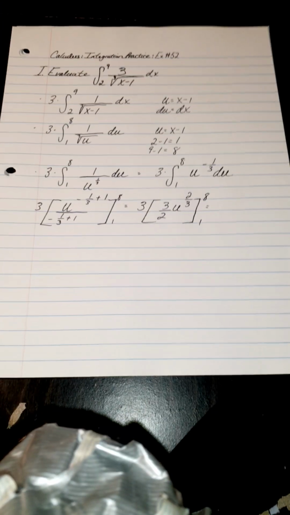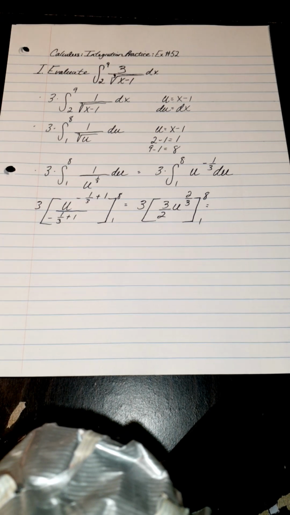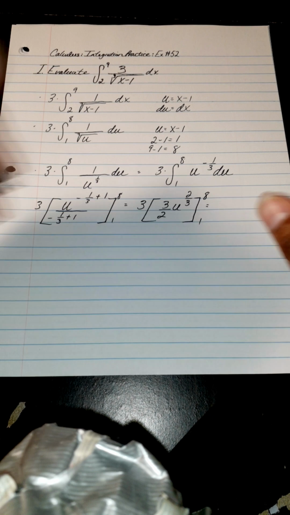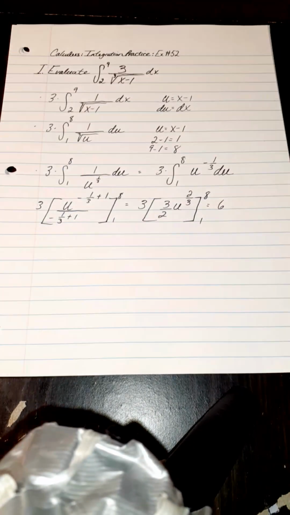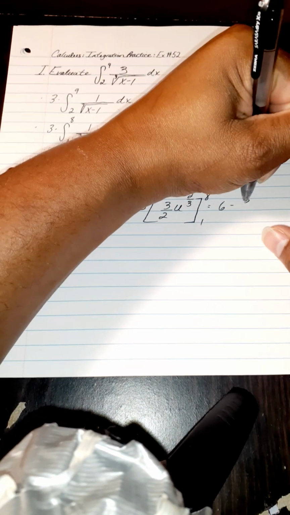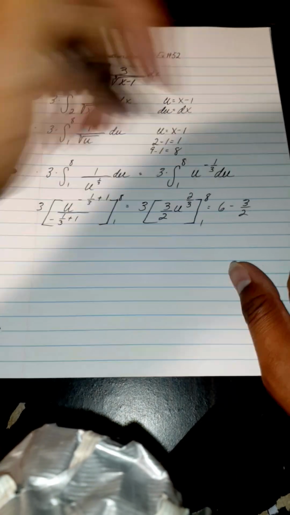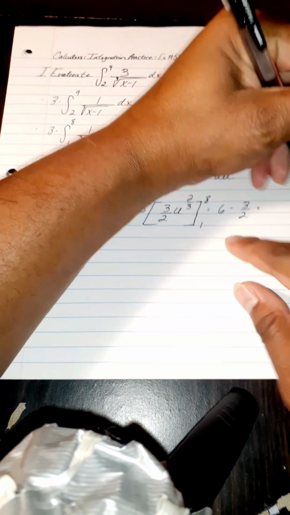The fundamental theorem of calculus says I stick in the 8 first, then I'll stick in the 1. We're going to get 6 if we stick in the 8, but let me prove it to you. So we'll go to the calculator, and we have 6 here. And when I stick in the 1, obviously it's just going to be 3/2. So 6 minus 3 over 2 is 9 over 2.